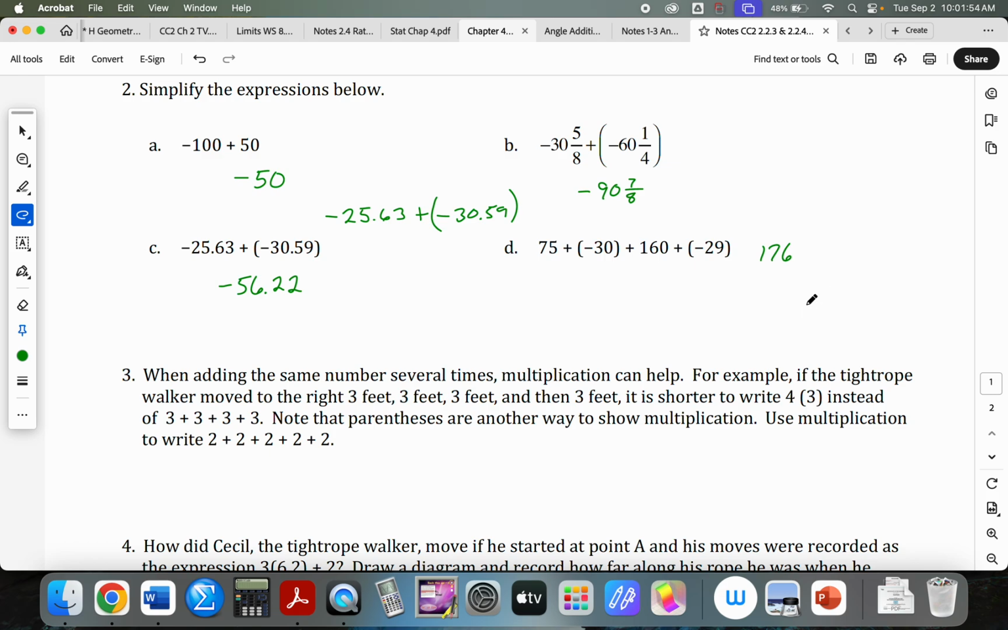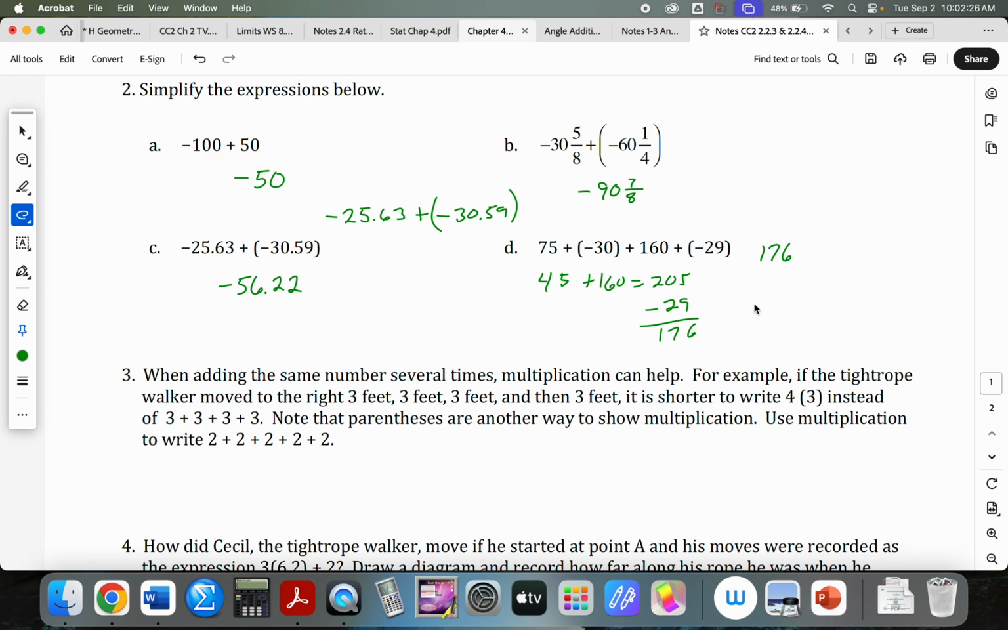Okay. Well, let me show you what I would do on this. Oh, well, actually, tell me what you did. I'm curious. I subtracted 30 from 75. All right, and got 45? Yeah, and then I added 160 to get 205, then subtracted 29. That's going to be 176.